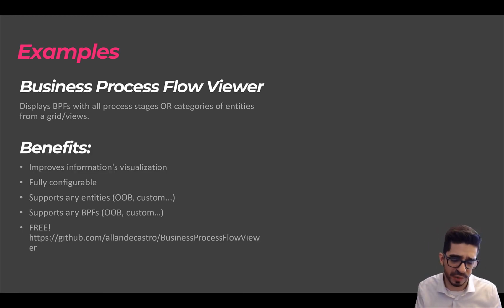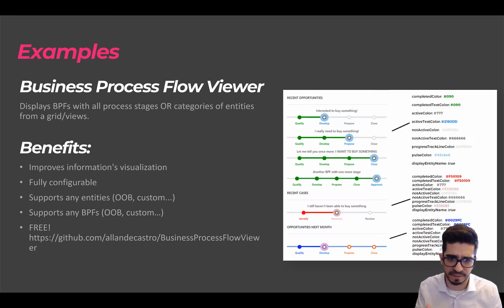So it's totally free on my GitHub project, and you can add it for any out-of-the-box BPF or entities, but also for custom entities and BPF. And you also have some examples of properties and configuration if you want to understand what property is used for each color, etc.